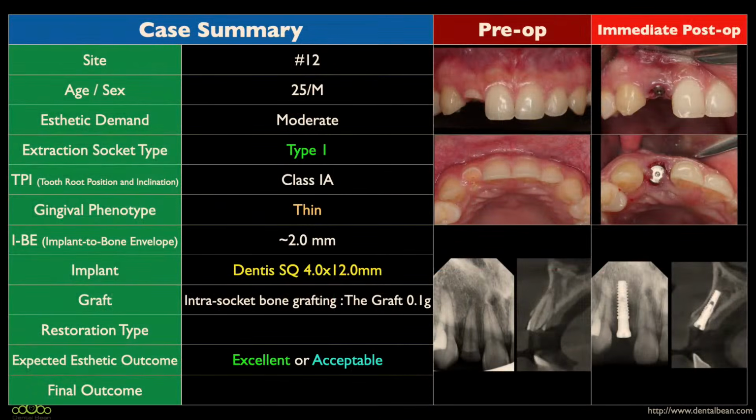This is a summary of this surgery. It is a missing maxillary lateral incisor in a young male patient, and his aesthetic demand is not so high. The socket type was type 1 extraction socket, TPI class 1A, with a thin gingival phenotype. Finally, the IBE was approximately 2 millimeter. The implant was SQ, not 4.0 but 3.5. Intra-socket bone grafting was done, and the expected aesthetic outcome is level 1 or level 2.